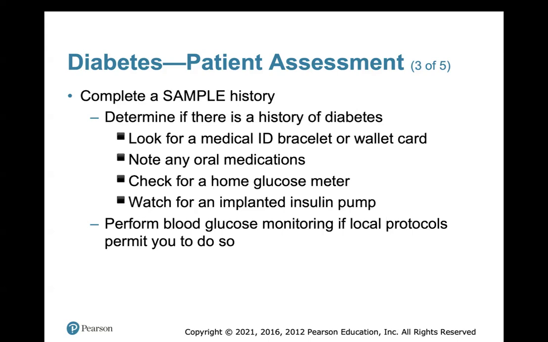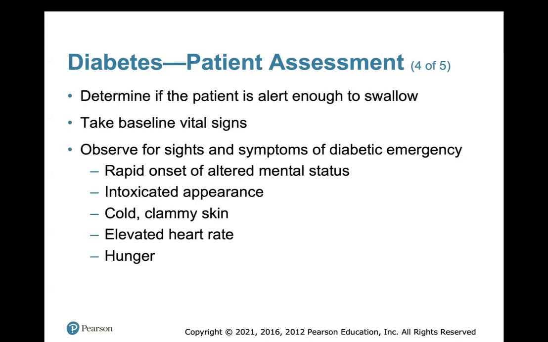Look for any medical IDs, bracelets, wallet cards. Note any medications. Check to see if they have a home glucometer. If they have a glucometer laying about, they're probably a diabetic, right? Watch for an implanted insulin pump. If they have an insulin pump, they're probably diabetic, right? And then check their blood sugar if your protocols allow you to do so.